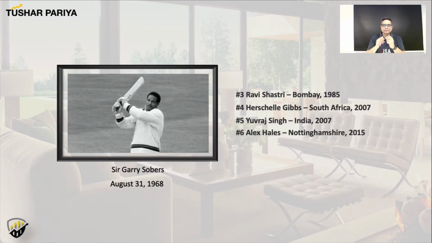Do you know Sir Gary Sobers? Sir Gary Sobers is one of the fantastic batsmen, and he is the first batsman who hit 6 sixes in an over, on 31st August 1968. So he was the first. After that, Ravi Shastri did it in 1985, Gibbs did it in 2007, Yuvraj Singh did it in 2007, and Alex Hales did it in 2015.